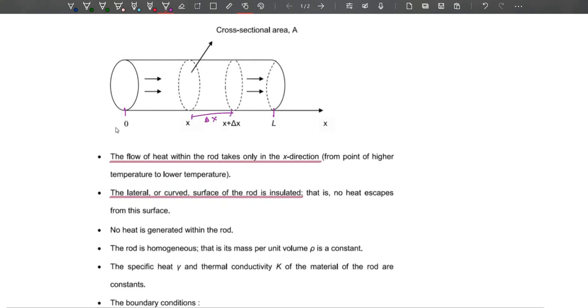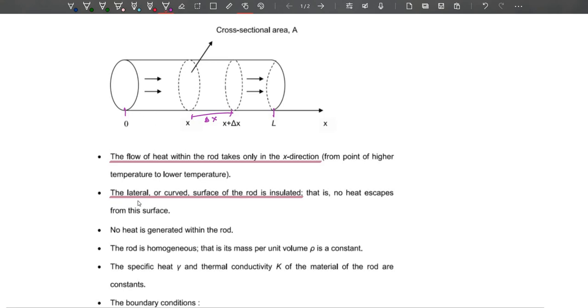The assumptions that are made are, first, the flow of heat within the rod takes place only in the x direction. That means it goes to the right. Remember, it goes from a point of higher temperature to lower temperature.